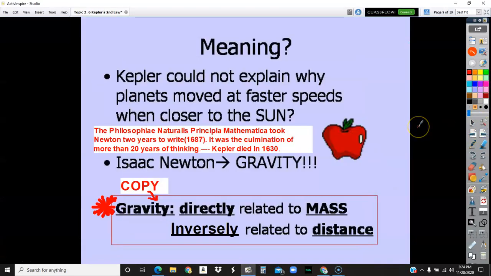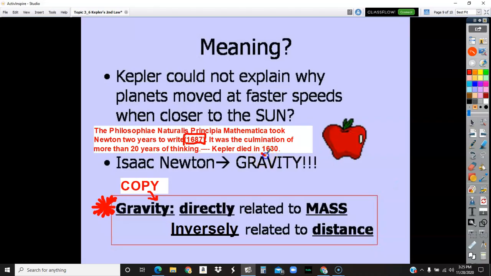And again, Kepler could not explain why. He did not know about gravity. Newton comes along, right? Isaac Newton, and it says here, the Philosophiae Naturalis Principia Mathematica. That's a big tongue twister there, but that's the book that Newton wrote. It took him 2 years to write. It was published in 1687. It was the culmination of 20 years of thinking. So this was a 20-year project. It comes out in 1687.